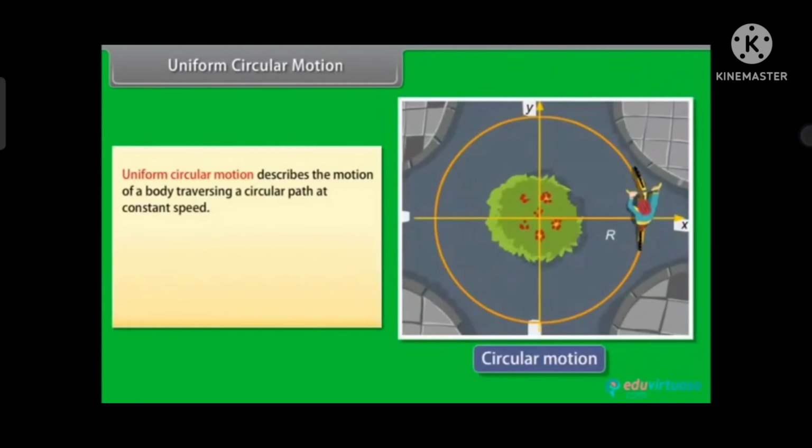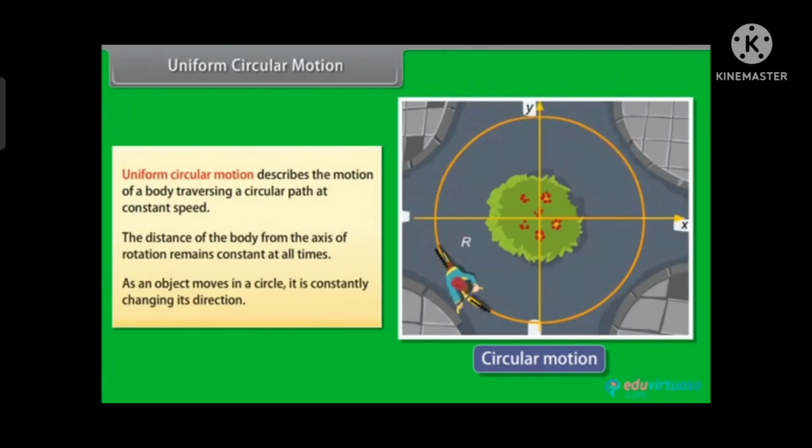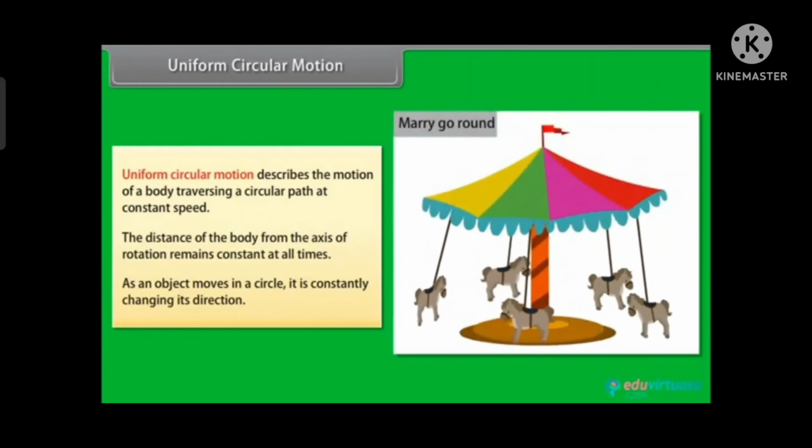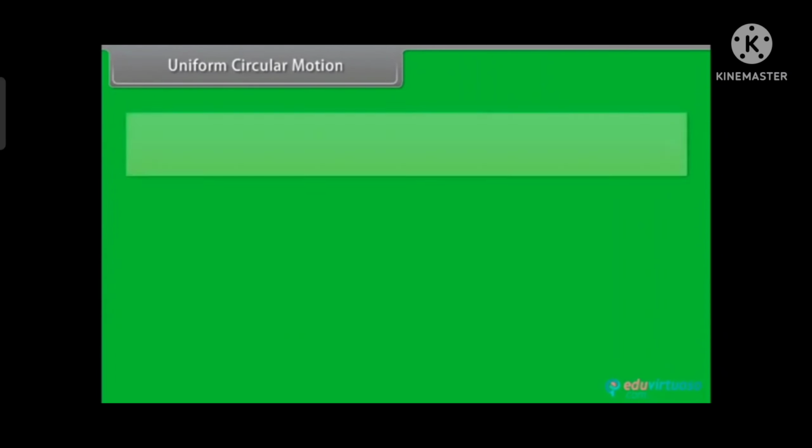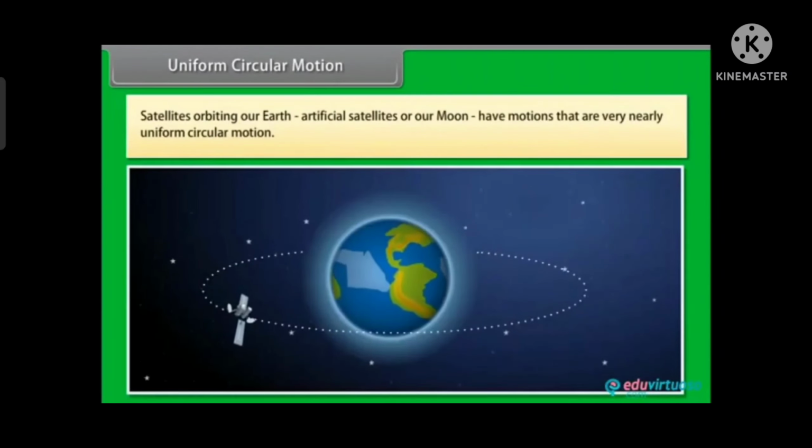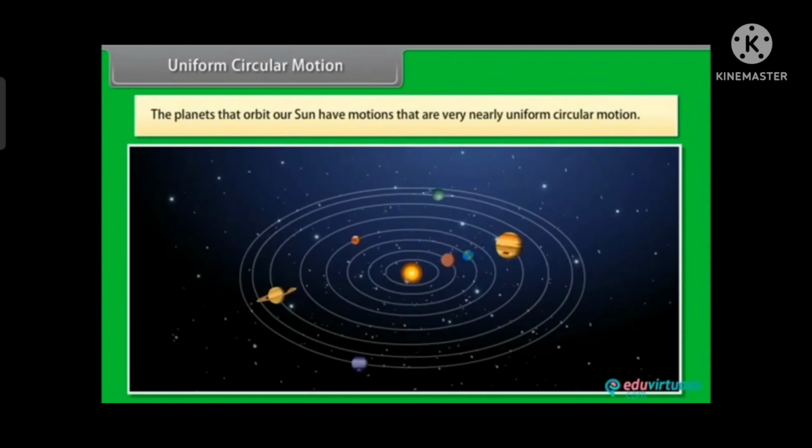Uniform circular motion. Uniform circular motion describes the motion of a body traversing a circular path at a constant speed. The distance of the body from the axis of rotation remains constant at all times. As an object moves in a circle, it is constantly changing its direction. A merry-go-round is an example of uniform circular motion. Satellites orbiting our Earth, artificial satellites or our moon, have motions that are very nearly uniform circular motion. The planets that orbit our Sun also have motions that are very nearly uniform circular motion.